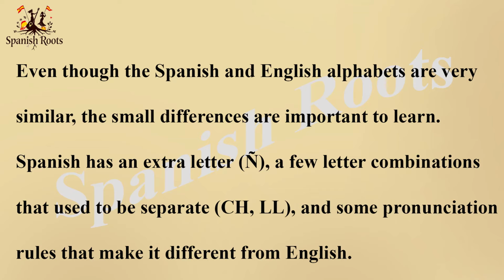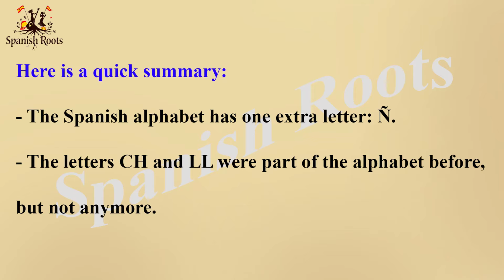Even though the Spanish and English alphabets are very similar, the small differences are important to learn. Spanish has an extra letter, Ñ, a few letter combinations that used to be separate, CH, LL, and some pronunciation rules that make it different from English. Here is a quick summary. The Spanish alphabet has one extra letter, Ñ. The letters CH and LL were part of the alphabet before, but not anymore.